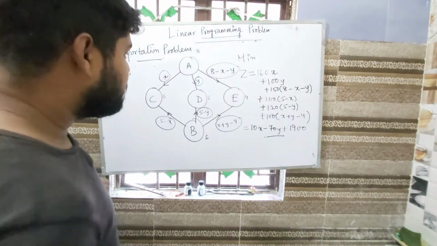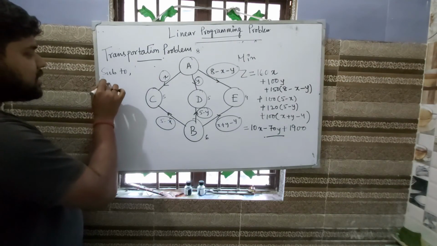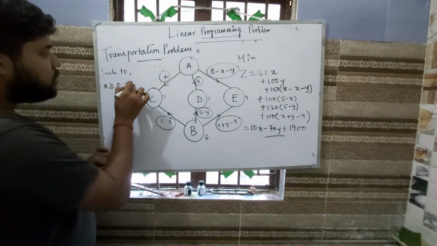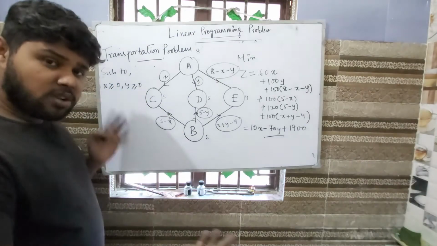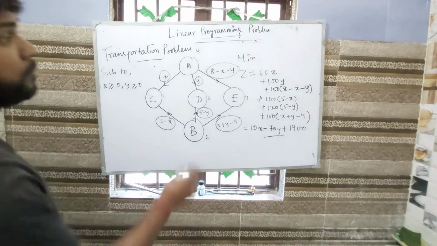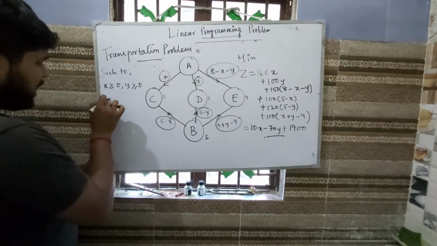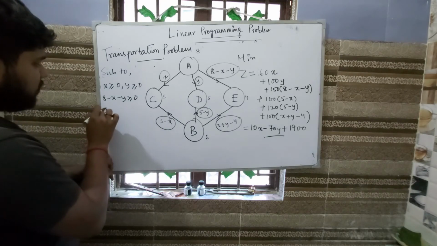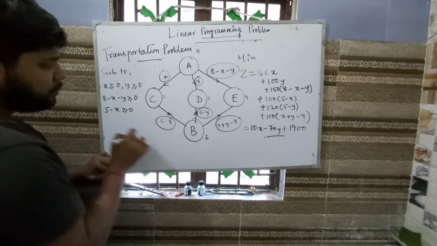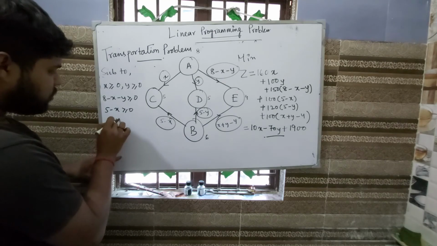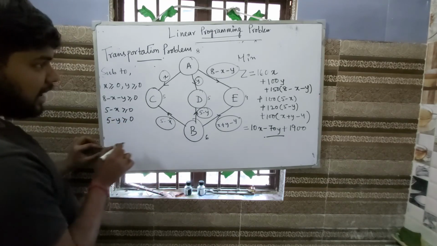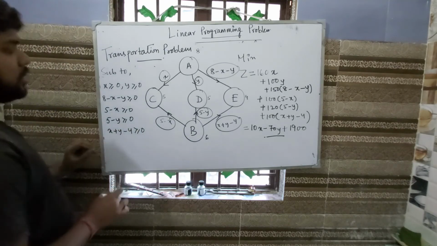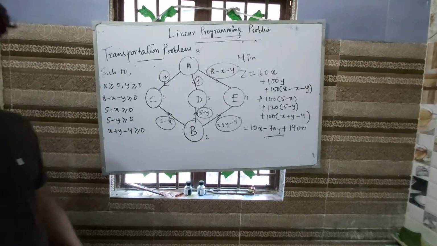the constraints, right? So first one is x greater than equals to 0, which is obvious. Second one is y greater than equals to 0, again obvious. This is called the non-negativity constraint, which we already know. Then is 8 minus x minus y greater equals to 0, then 5 minus x greater equals to 0, 5 minus y greater equals to 0, and x plus y minus 4 greater equals to 0. So these are the constraints in the problem.